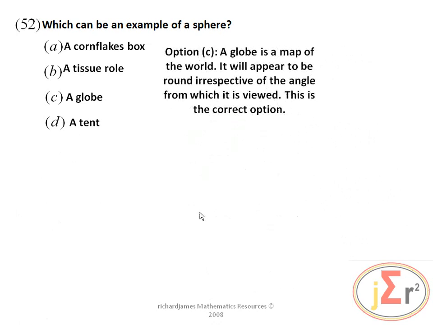Option C, we are looking at a globe now. A globe is a map of the world. It will appear to be round irrespective of the angle from which it is viewed. This is the correct answer.